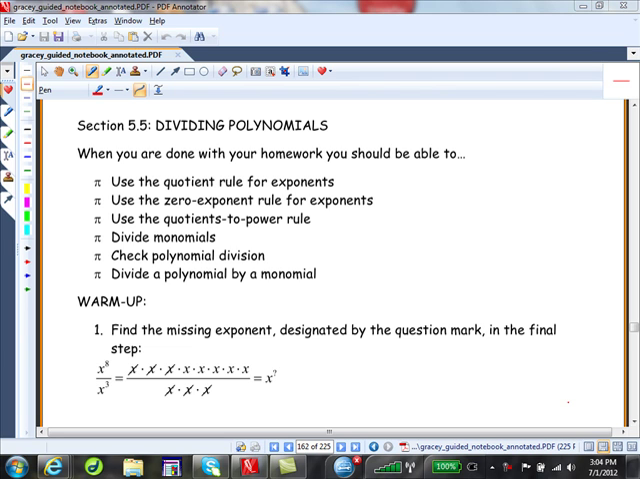When you're done with your homework, you should be able to use the quotient, zero-exponent, and quotients-to-power rule for exponents, divide monomials, check polynomial division, and divide a polynomial by a monomial. All right, so here we go. Go ahead and warm up.